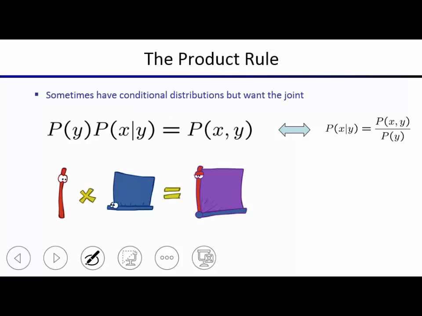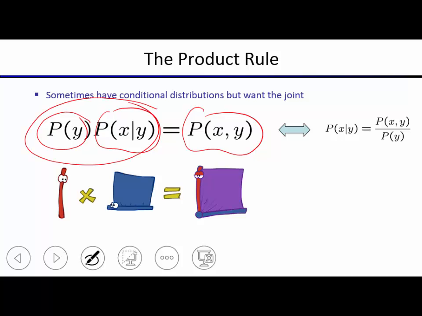So first thing we can do is look at the product rule. What's the product rule? Product rule says that the joint between x and y can be written as the marginal for y multiplied with the conditional of x given y. What that means is that we can specify the joint by never specifying the joint distribution table, but by just providing the two things on the right here. And implicitly that encodes a joint distribution, because you can compute everything in the joint distribution from those two.